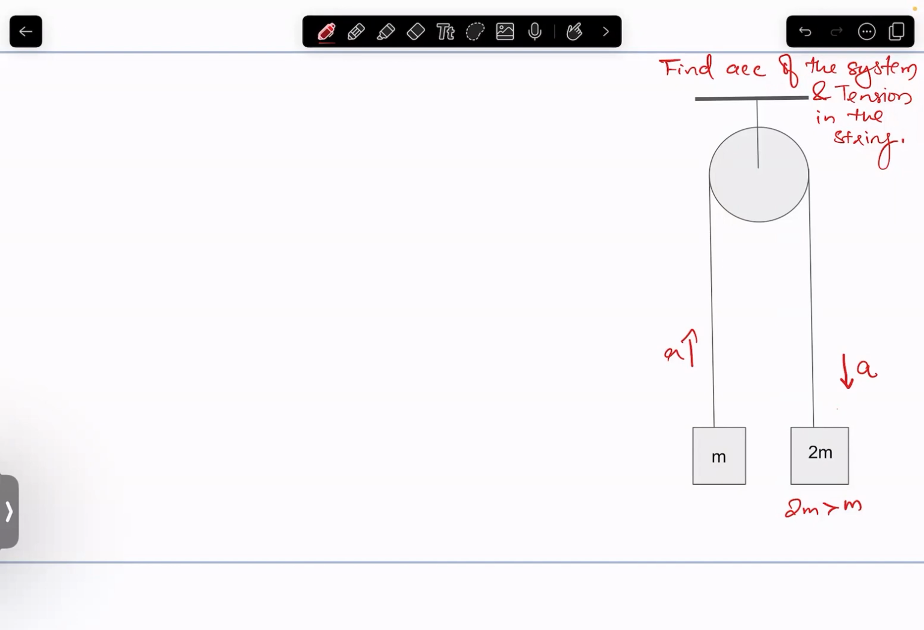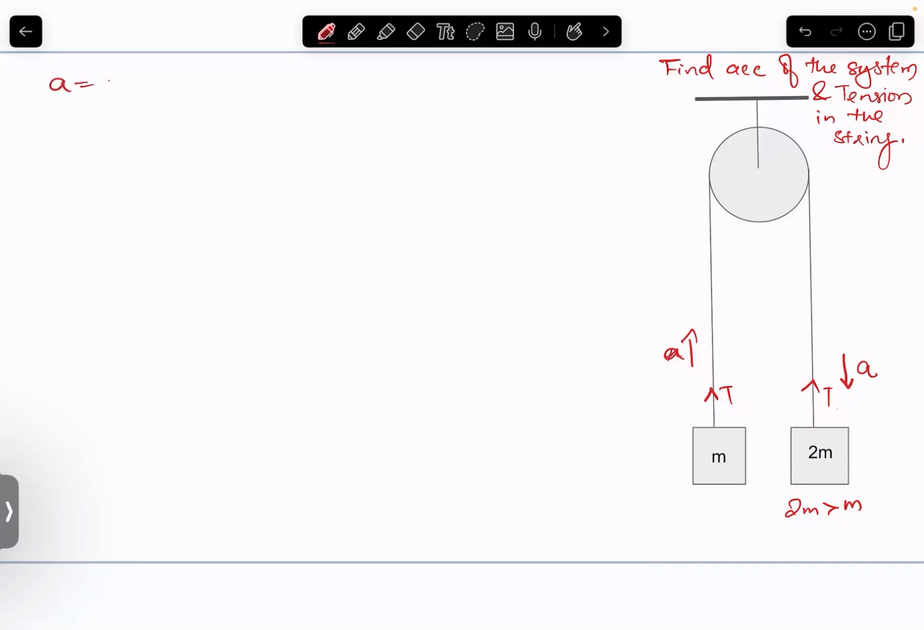Assume that the tension in the string is like this. Tension is always acting away from the block that is hanging. Since there is only one string in the system, the tension along the string will be constant, and we are taking it as T. We are assuming a massless string here, and this is an ideal pulley, so friction is not there, and the mass of the pulley is not taken into consideration.